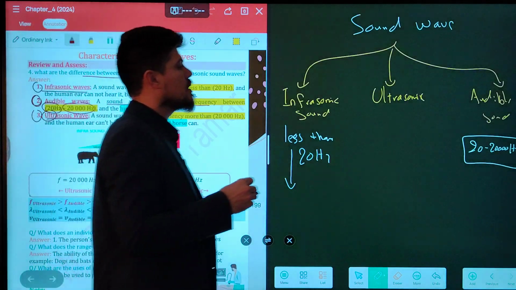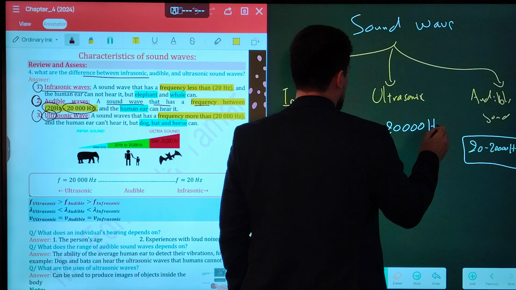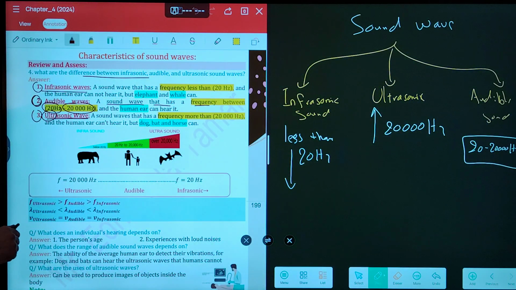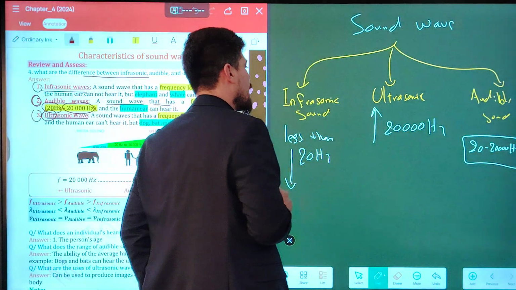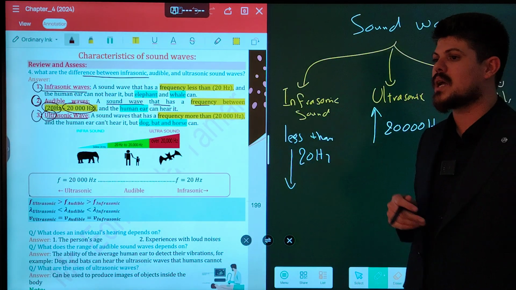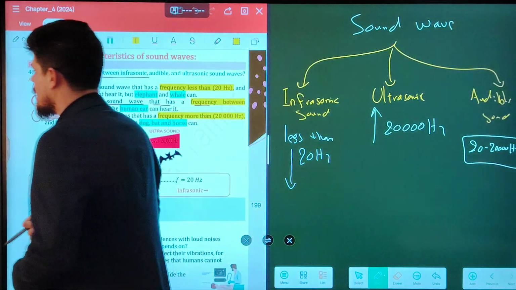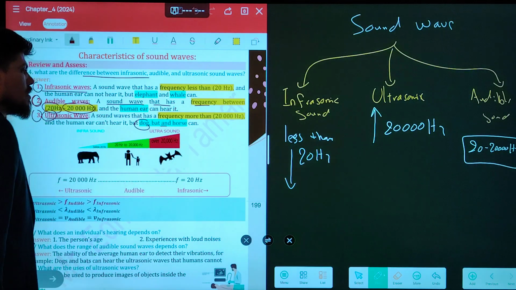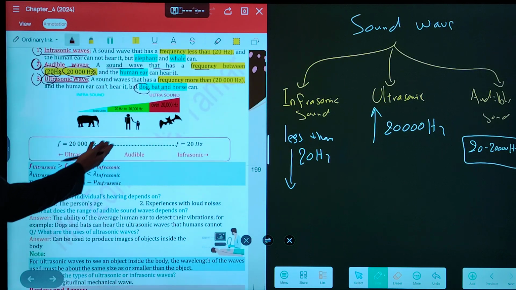What do we mean by ultrasonic? Its frequency is more than 20,000 hertz. Above 20,000 hertz, the sound becomes an ultrasonic wave, and human ears cannot detect this sound. We cannot hear infrasonic and ultrasonic sound because our ears cannot detect frequencies below 20 hertz and above 20,000 hertz. But dogs, bats, and horses can hear the ultrasonic wave, as you can see in this figure.